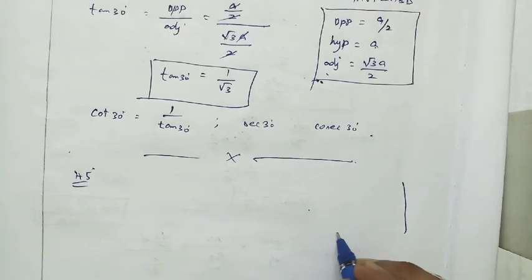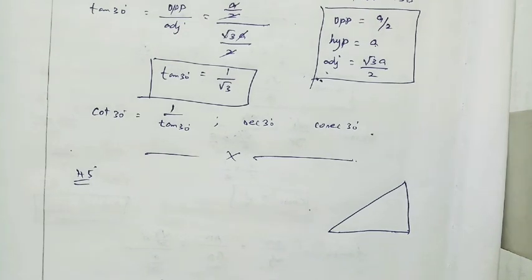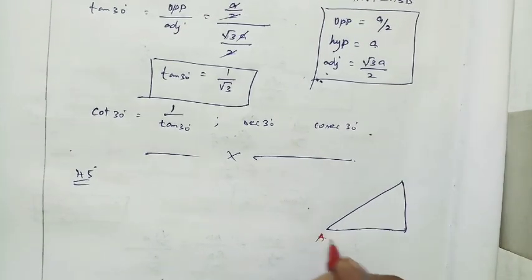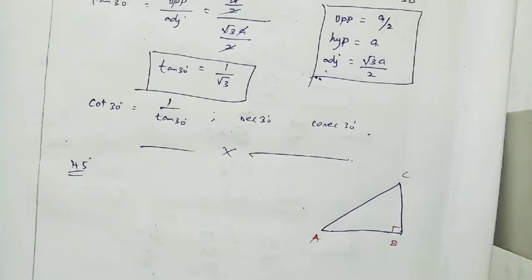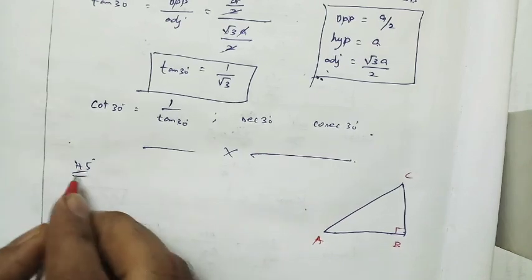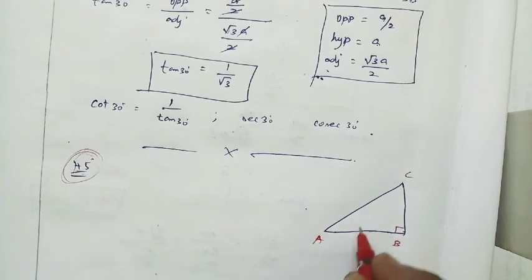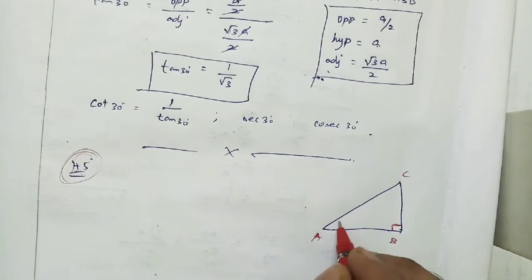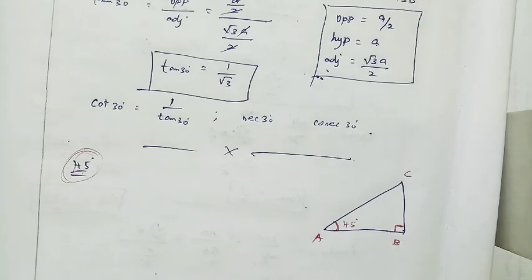I'm just drawing a right angle triangle and giving it the name triangle ABC. Angle B is nothing but a right angle. I need one angle to be 45 degree, so one angle is 90 degree, already a right angle triangle. I'm taking angle A as 45 degree.